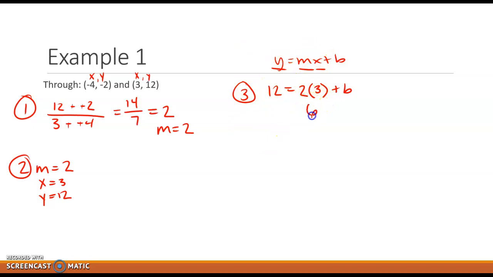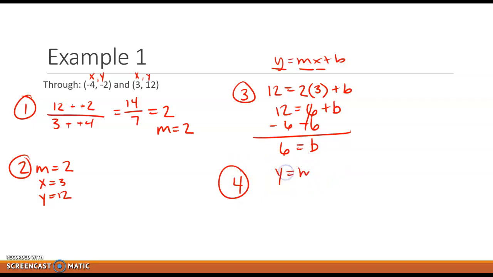So 2 times 3 is 6. You keep the 12 and the plus b. From here, we're going to subtract 6 from both sides so that we can get b by itself. So we get that 6 equals b. Now, step 4 is that I'm going to rewrite y equals mx plus b, and this time replacing m and b. So this would be for any x and y. So y would equal our m, which is 2x, and then our b is 6, so plus 6, and then that's our equation.